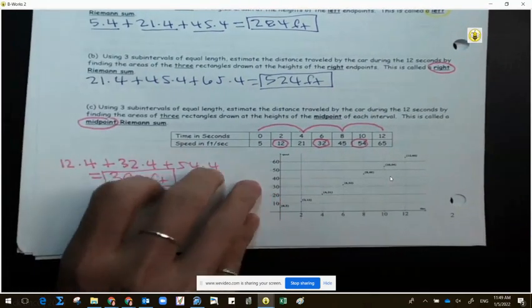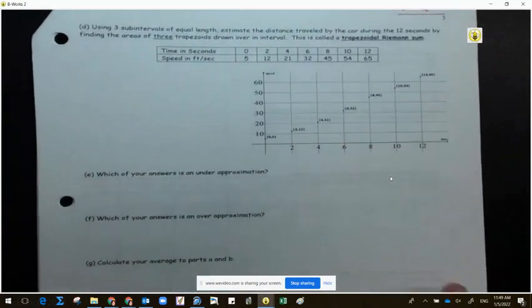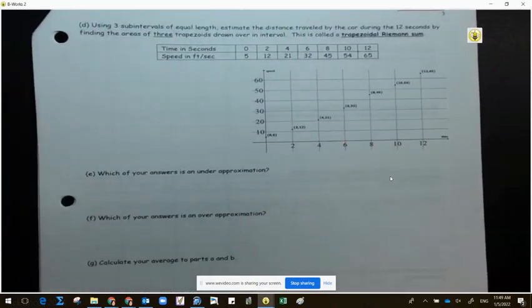Third page. Are your names on it? Is this the homework? All right. Will I be checking it for a grade?